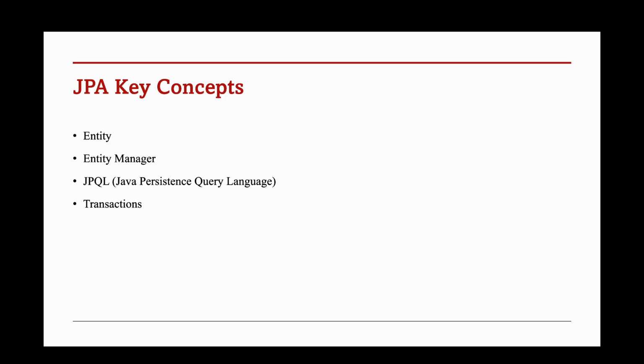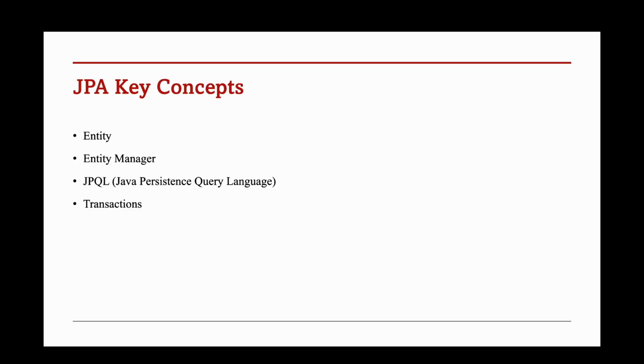Then, there's JPQL, Java Persistence Query Language. It's like writing SQL, but you're working with your Java objects instead of database tables. And finally, you might have heard of ACID properties in databases. Well, that's where transactions come in. Spring Boot makes sure your database changes are safe and consistent, so if something goes wrong, it automatically undoes everything.